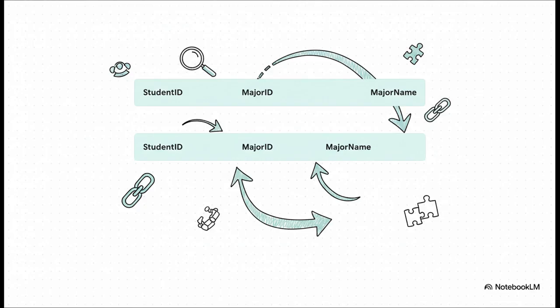The major name, like computer science, depends on the major ID. Okay, that makes sense. But the major ID depends on the student ID. So you have this indirect chain. Student ID points to major ID, which then points to major name. That, folks, is what we call a transitive dependency.